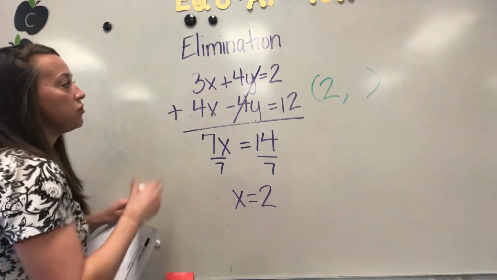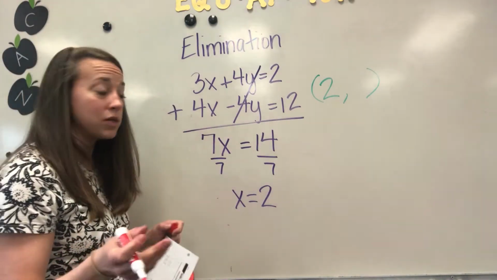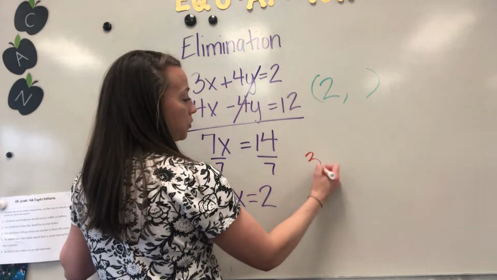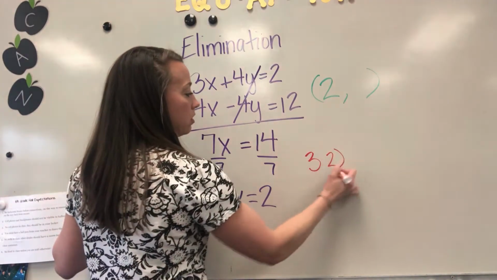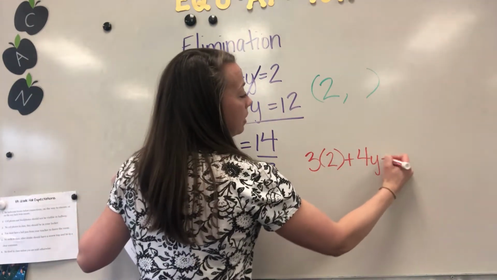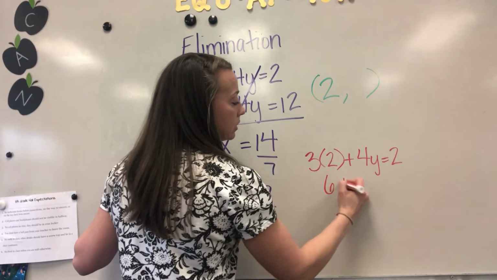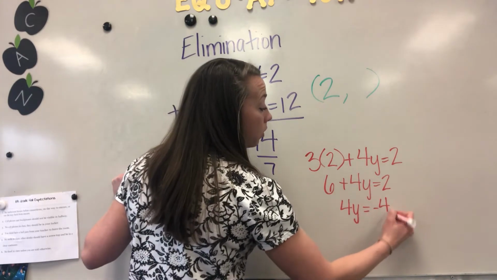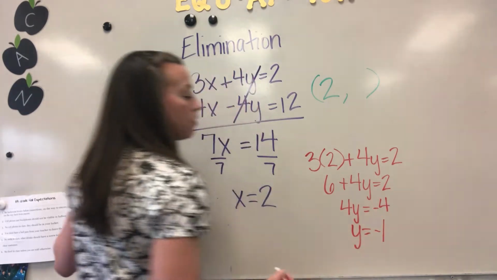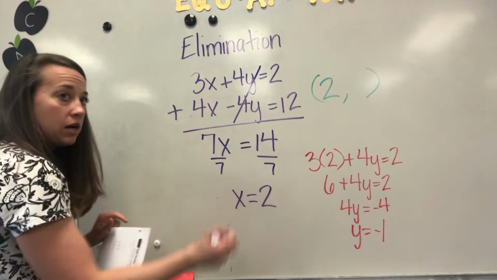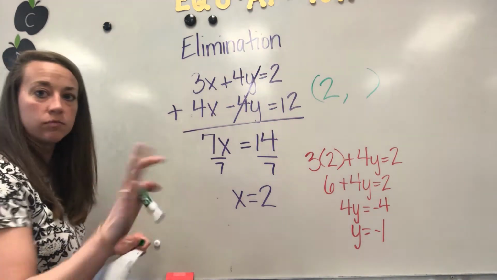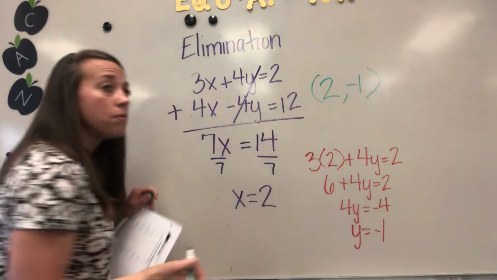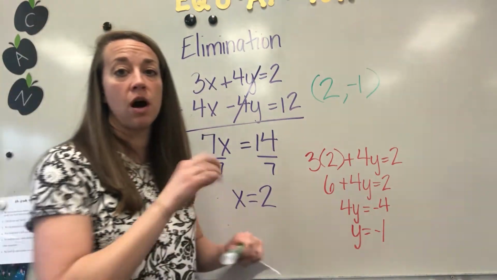So what I'm going to do is choose either the first or the second equation. It doesn't matter which one. And I'm going to take 2 and plug it in. So let's choose the top one. So 3x, but x is 2, plus 4y equals 2. So that's 6 plus 4y equals 2. So that's 4y equals negative 4. So y is going to equal negative 1. Okay, and that's just one variable, a simple equation that you can work out. So I get that y is negative 1. So my point of intersection is 2 comma negative 1.